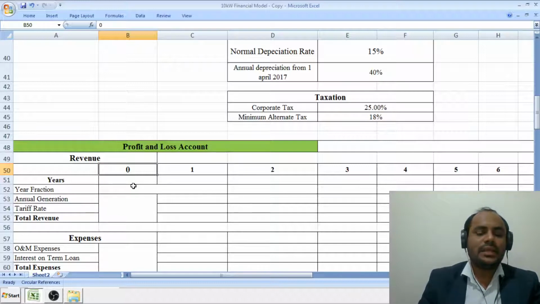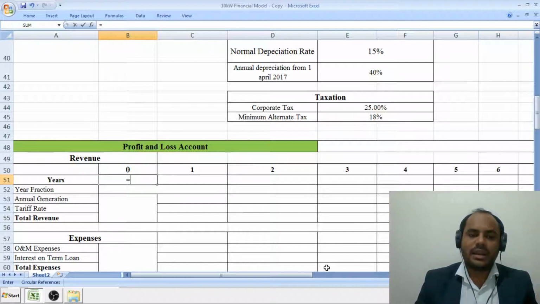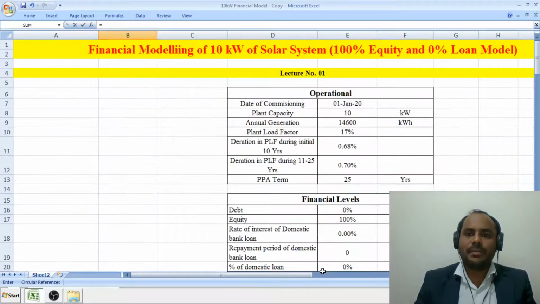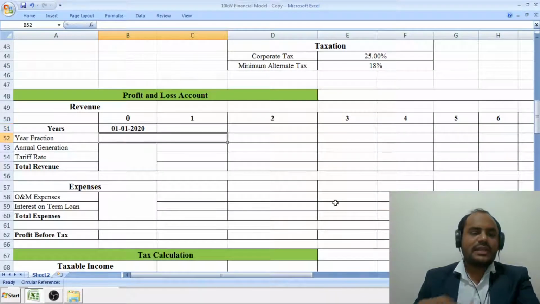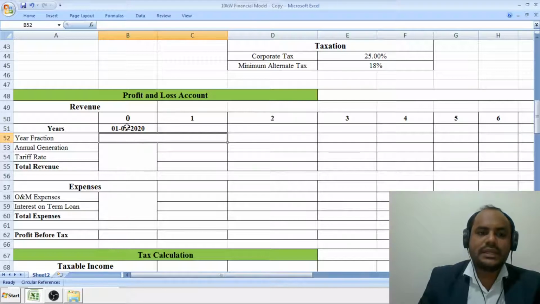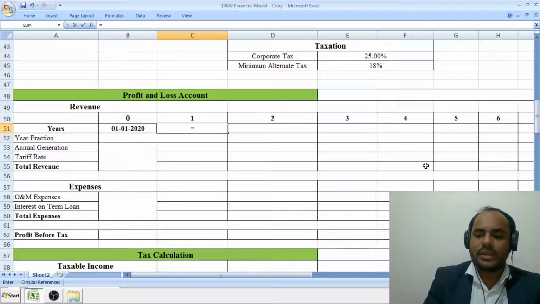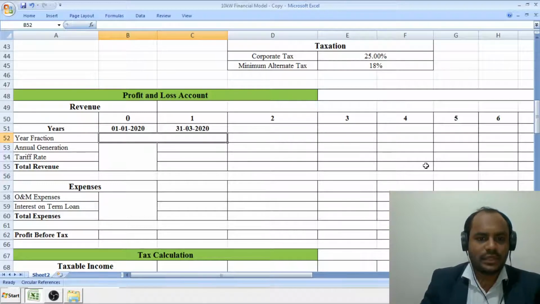Next, we write the date at which we are starting our solar power plant. We are starting the solar power plant with a date of commissioning of 1st of January 2020. Go to step number 1, write the equal to symbol and select this particular cell. Once selected, the date will be copied over here, that is the 1st of January 2020. The first financial year ends on 31st of March 2020 for the solar power plant.